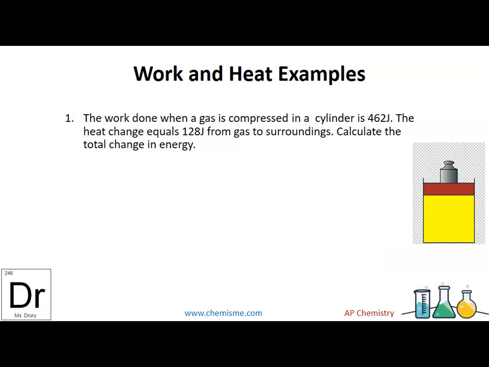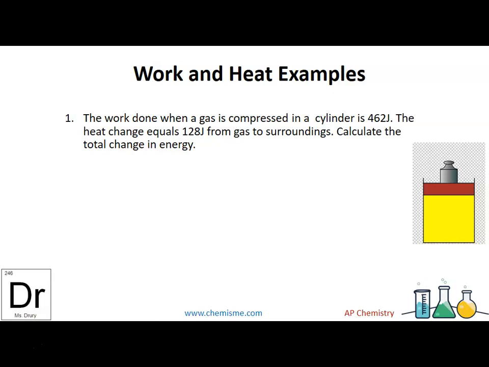So we can see some examples. So here's your work and heat examples. In the first question, the work done when a gas is compressed in a cylinder is 462 joules. So I'm pushing by 462 joules on the right column. Maybe I'm putting even more weight on the right side. The heat change equals 128 joules from the gas to the surroundings. So since it's going from gas to surroundings, we have to decide if both of these values are positive or negative to determine our total change in energy.